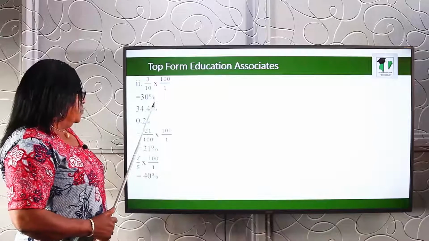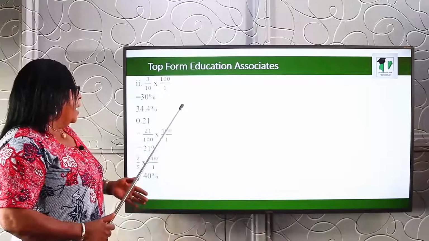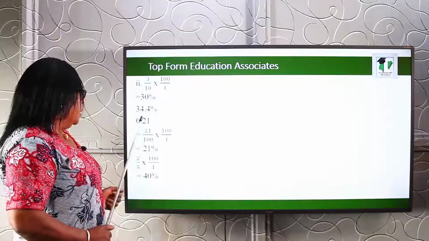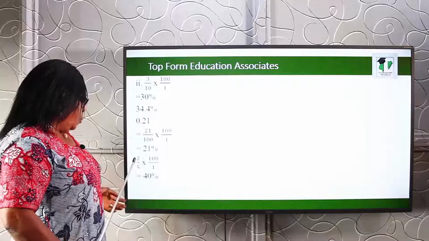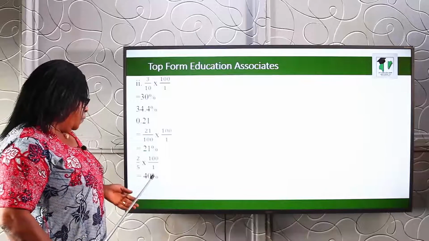34.4% is 34.4%. We are converting to percentages. 0.21 will give us 21%. 2 over 5 will give us 40%.